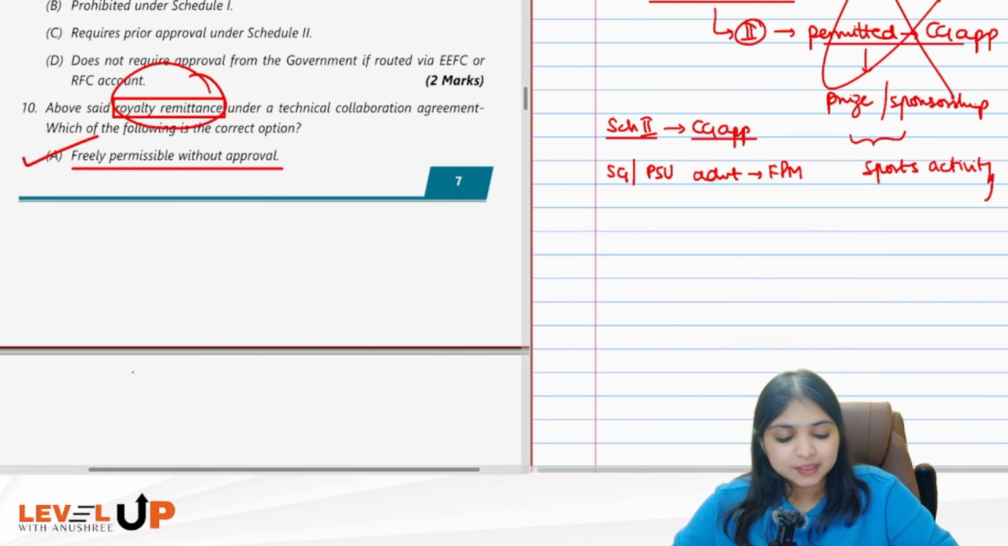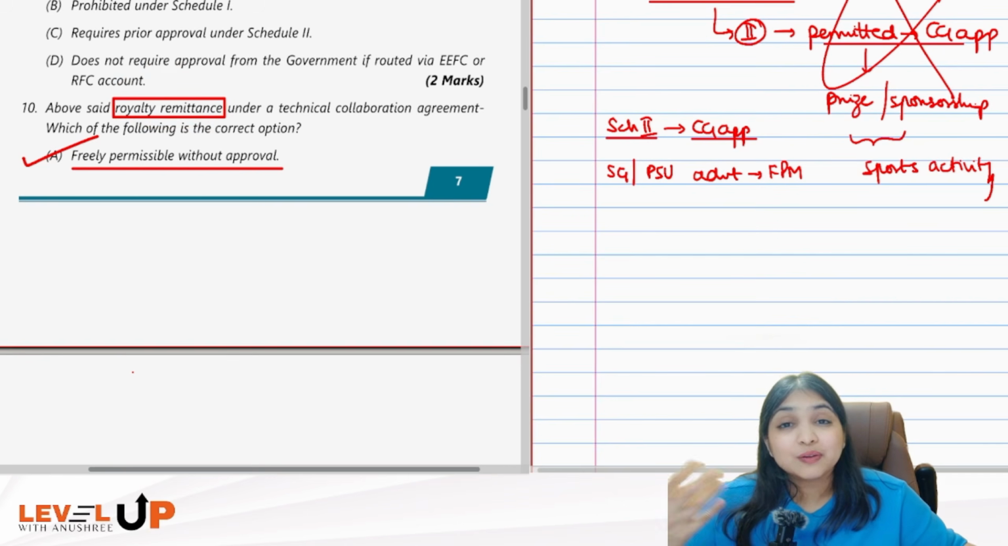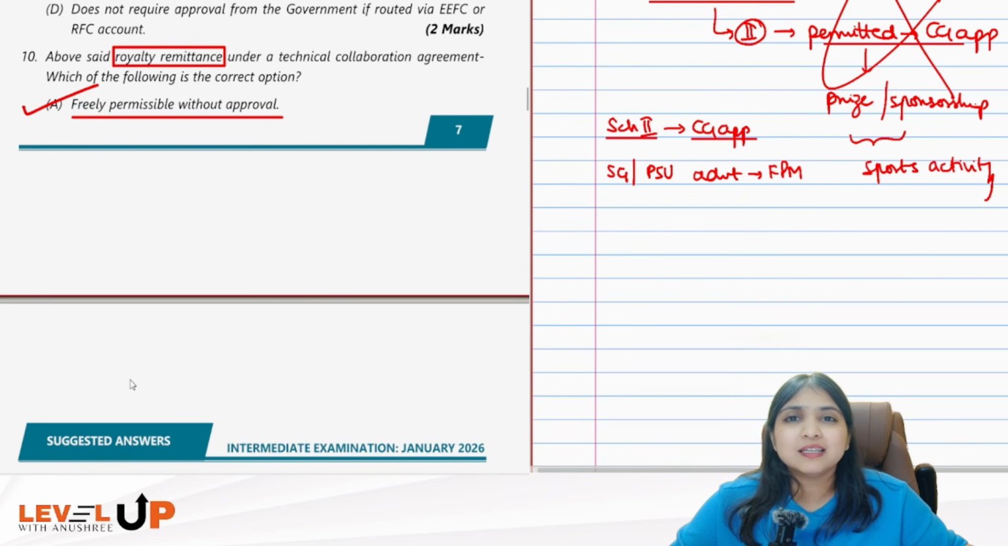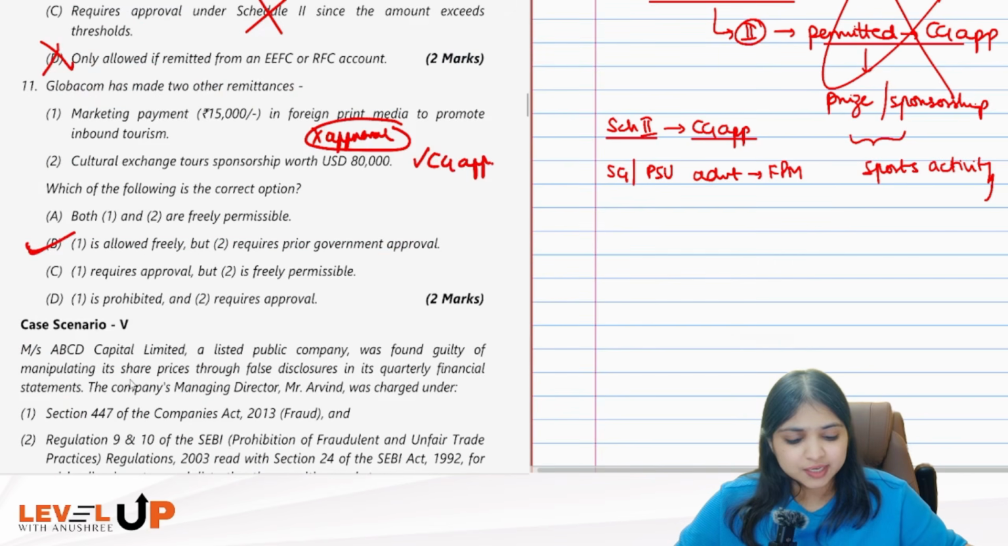Then for royalty remittance, we did an elimination approach. It's a current account transaction. It doesn't come under a prohibited category. It doesn't come under Schedule 2. Therefore, it is freely permissible.